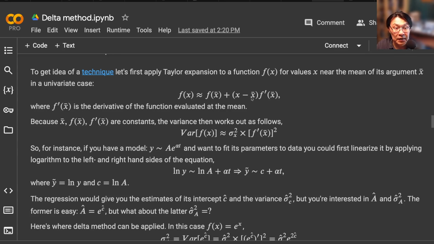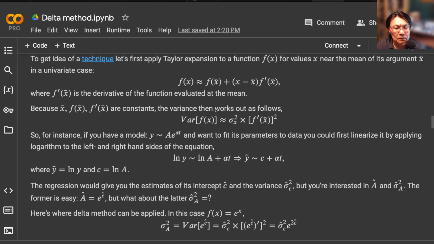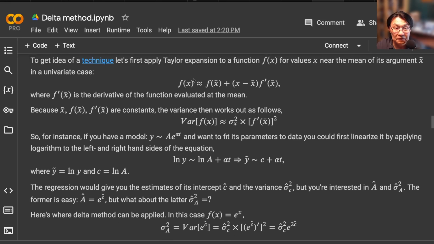If we do that, we have a usual Taylor series expansion. Let's just look at the first order. So we're not looking at quadratic terms and so on. First order, very simple, right? It's the deviation from the mean multiplied by the derivative at the mean plus the function value at the mean. So now if we apply the variance operator to the function on the left hand side, we will get this expression on the right hand side.